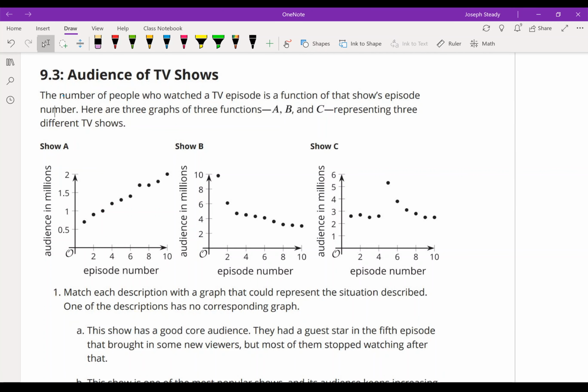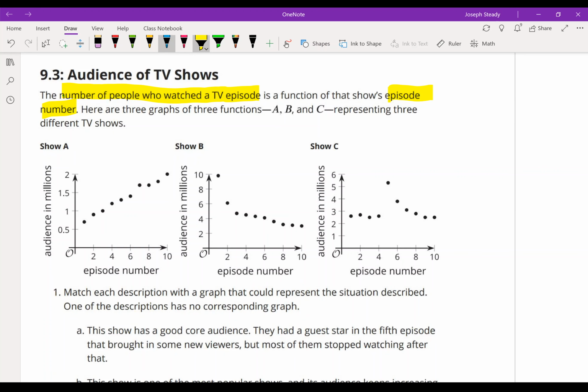In problem 3, we are given 3 different graphs that all show us the number of people who watched a TV episode as a function of that show's episode number. So in other words, our input is episode number and our output is the number of people who watched.